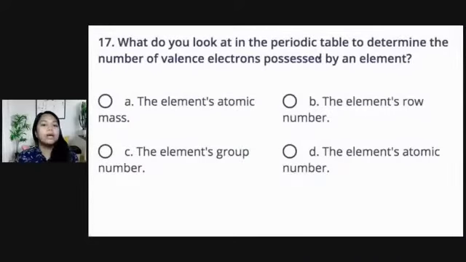Number 17. What do you look at in the periodic table to determine the number of valence electrons possessed by an element? Is it letter A, the element's atomic mass, letter B, the element's row number, letter C, the element's group number, or letter D, the element's atomic number?